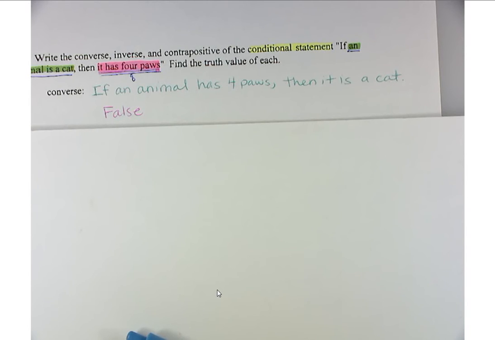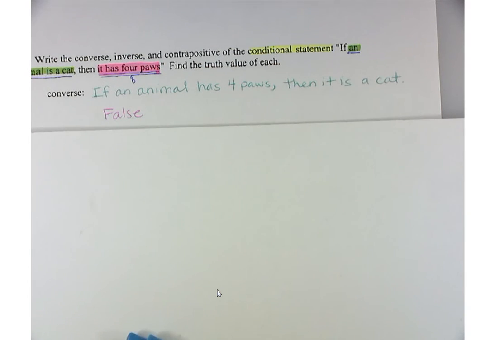I'm not going to be super picky about that, but you do have to say the animal in one of those places. So you can either say it first: if an animal has four paws, then it is a cat. Or if you said, if it has four paws, then an animal is a cat, I would be fine with that as well.